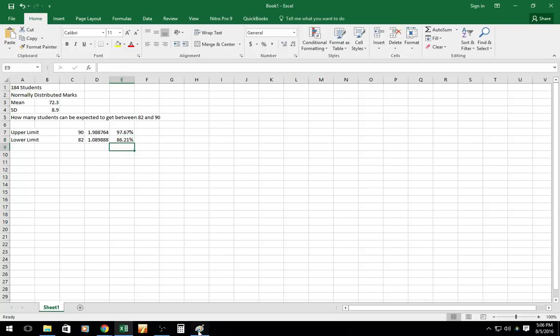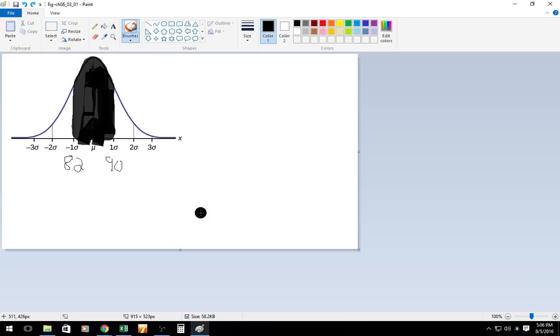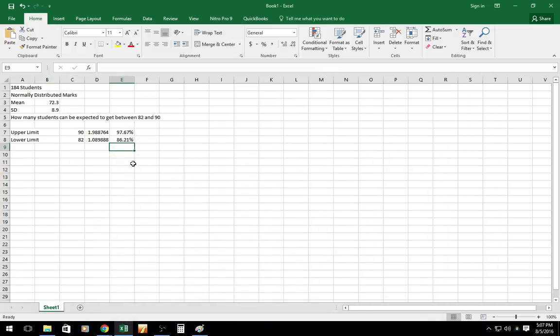Now, if I bring up our paint again, both of these are going to be above the mean. It doesn't really matter. This is just an example. But what it's saying is everything up to this point is 97.67%. And everything up to here is 86.21. But you get the idea, right? So when we do go ahead and chop off this 86.21, it'll leave us with just the small range we're looking for.